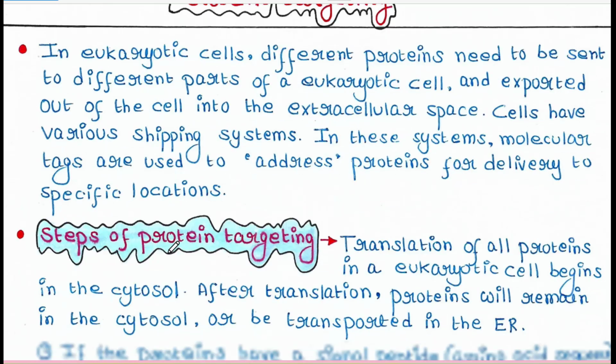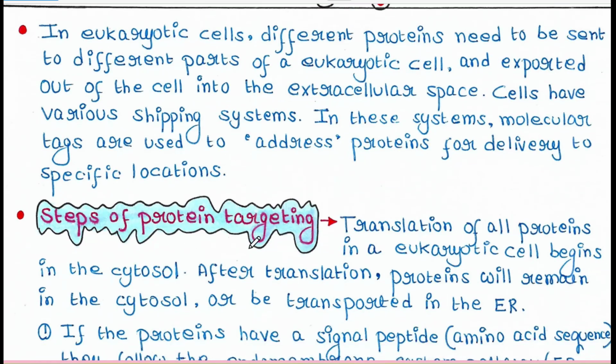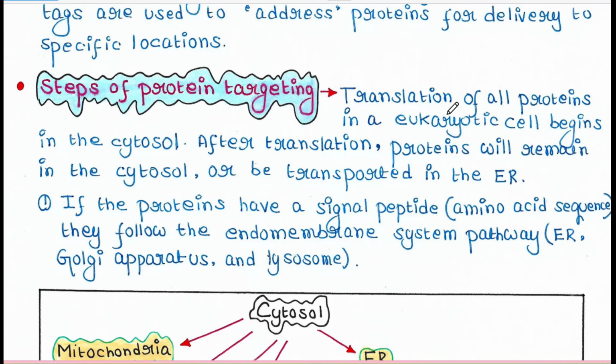So let's talk about the steps of protein targeting. Now, translation of all proteins in a eukaryotic cell begins in the cytosol. After translation, proteins will remain in the cytosol or be transported into the endoplasmic reticulum. So there are two ways: either translated proteins will stay in the cytosol or they will be transported into the endoplasmic reticulum.